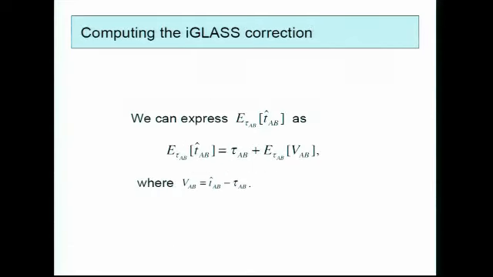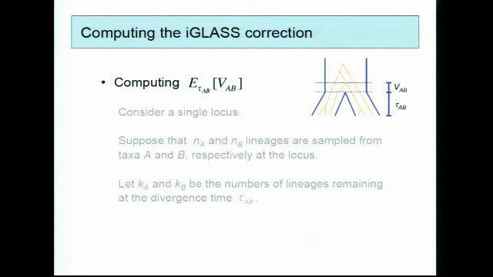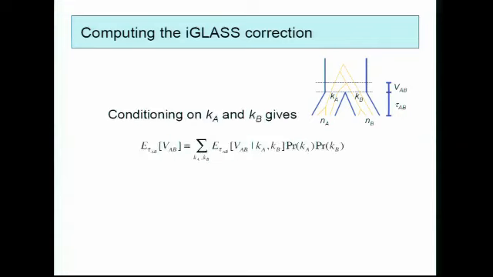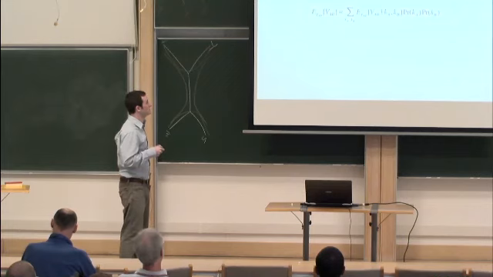In order to compute this expectation, we can write it as the divergence time plus the expectation of the quantity V. To compute this quantity, we first consider the case of a single locus. Let NA and NB be the numbers of lineages sampled in the present, and let KA and KB be the number of lineages remaining at the top of each branch at this particular locus. By conditioning on KA and KB, we can compute this expectation, which was done by Takahata in 1989.